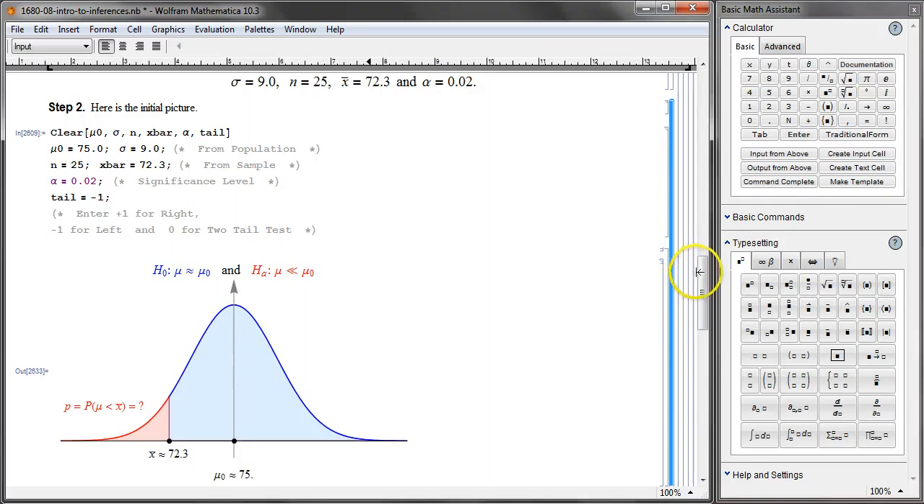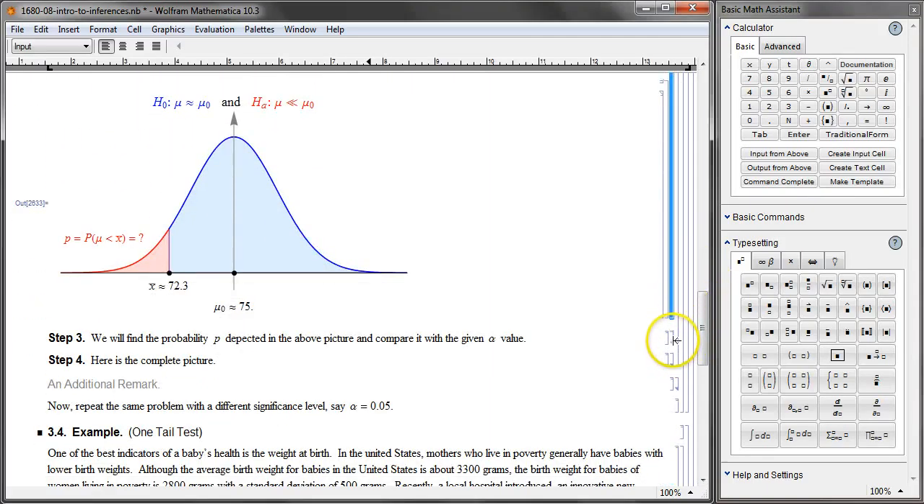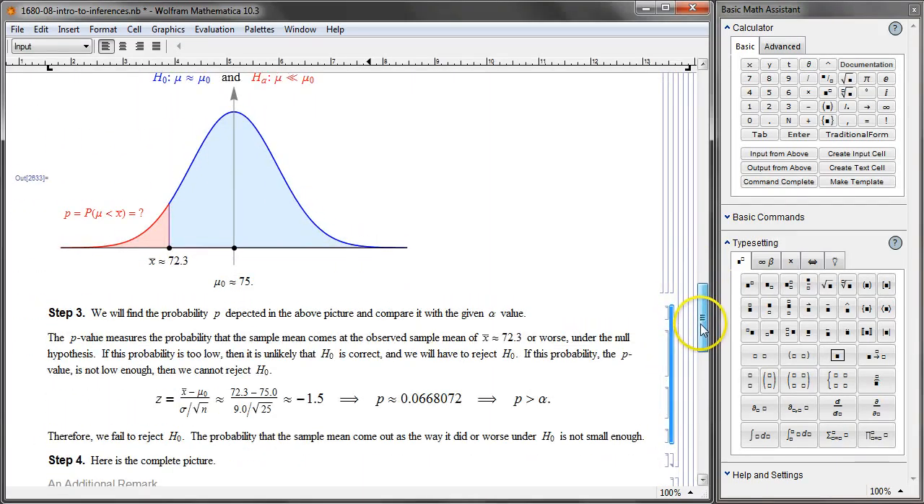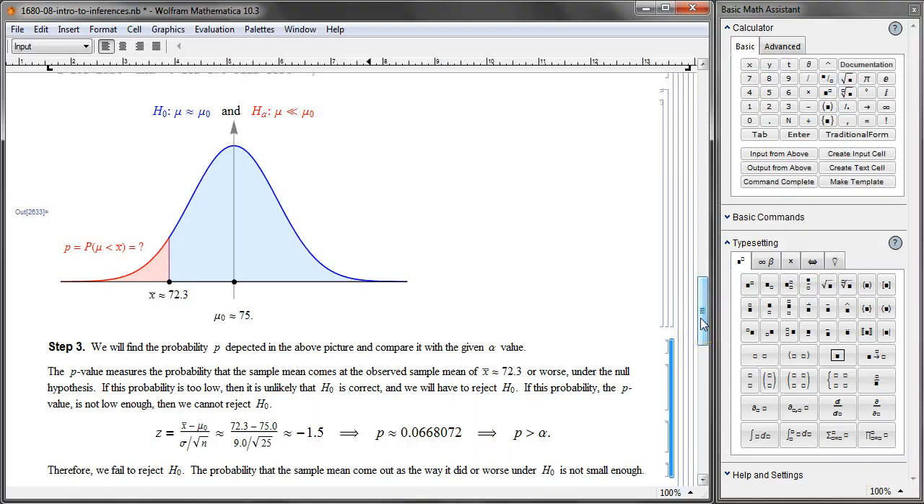Oh, excuse me, let me keep this picture. And then let's calculate this probability, or the red area. Calculate the z-score, 72.3 minus 75 over standard error. And it turns out about negative 1.5. So look up the z-table for z-value negative 1.5. The probability p is 0.066 something.